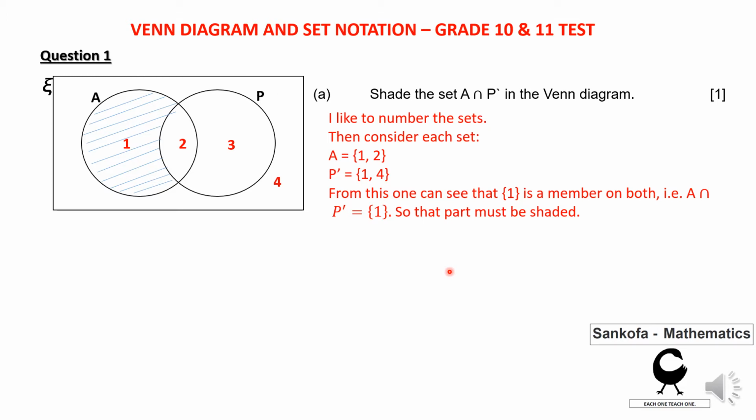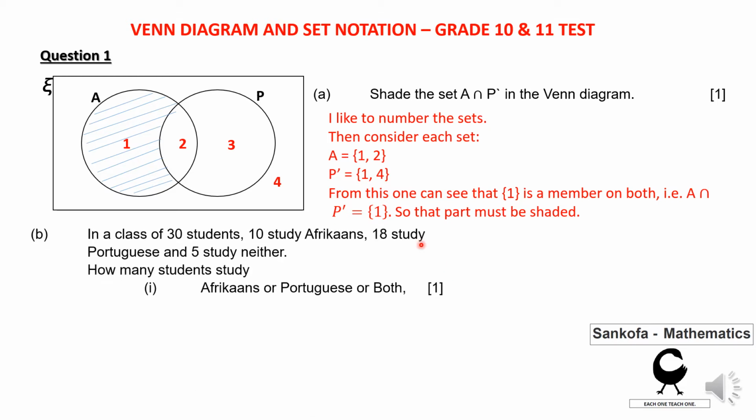Right, then the B part says there are 30 students in a class and 10 study Afrikaans, 18 study Portuguese, 5 study neither. So please don't now think this 1, 2, 3, and 4 has to do anything with that. I just use these to be able to help me with my shading. Right, so it's basically straightforward. The 30, 5 are not doing any of these. So Afrikaans, Portuguese, or both is the union of A and P. All right, so it has to be 25.